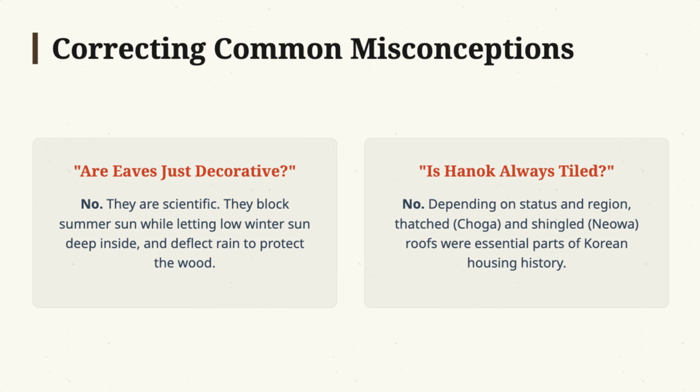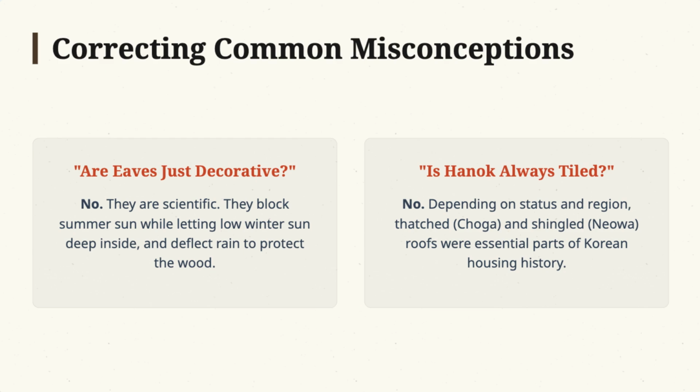There are several common misunderstandings about Hanok. The first is the idea that the curved eaves are simply decorative. Of course, they are beautiful, but the basic function of the eaves was to direct rainwater away from the walls, block the strong summer sun, and allow the lower winter sunlight to enter.